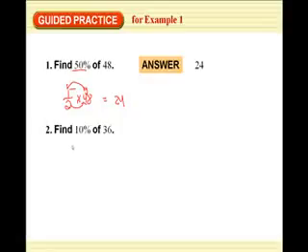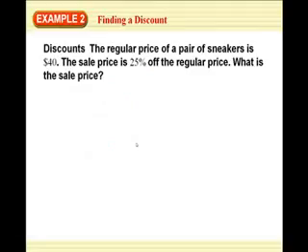10% again, that's the same one we just had, so we're going to go 0.1 times 36, which is just 36 times 1, and put the decimal point in, 3.6. So that's of. Remember, of means to multiply.